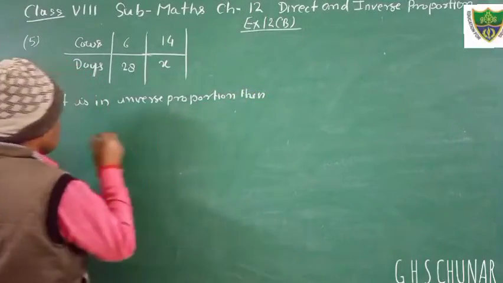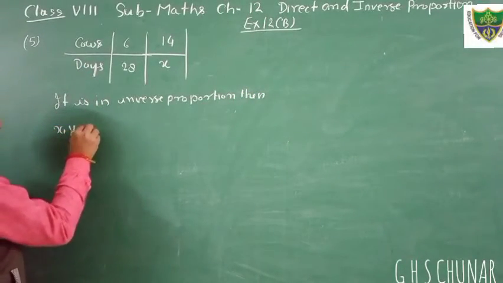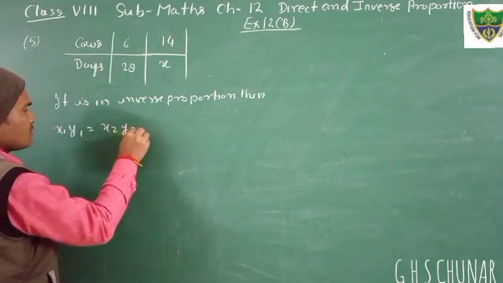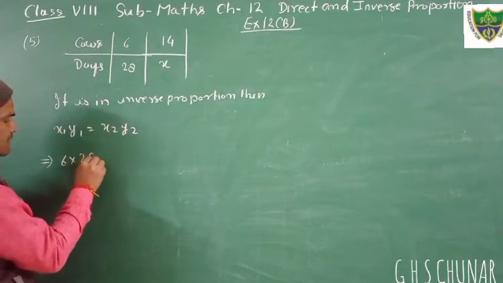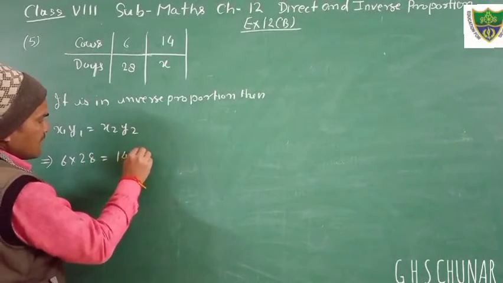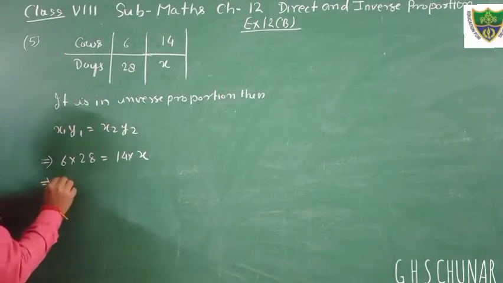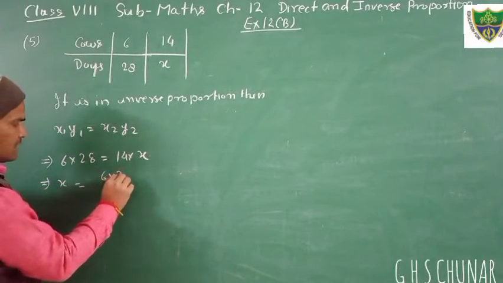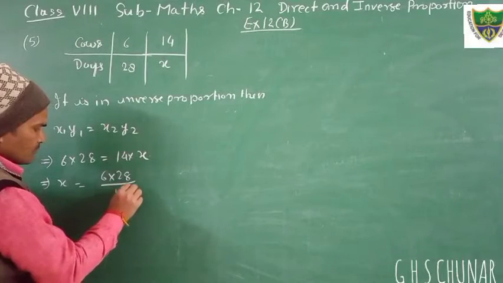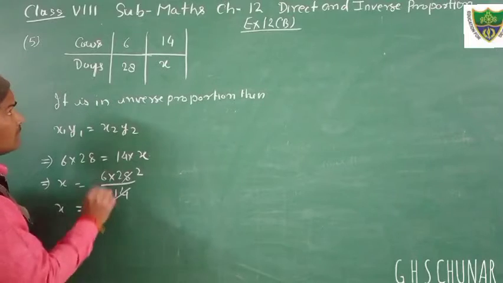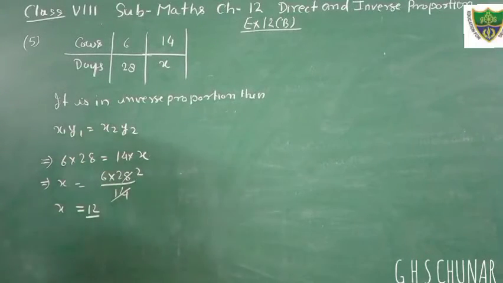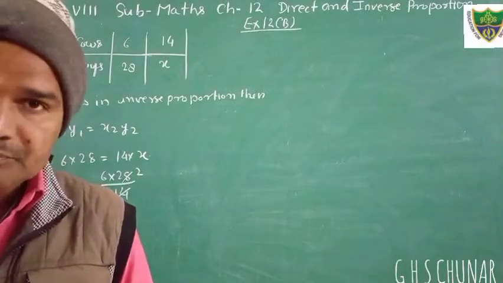Then x1 y1 is equal to x2 y2, that is 6 into 28 is equal to 40 into x. This implies x is equal to 6 into 28 upon 40, that is x is equal to 4.2 days. So the grass is available for about 4 days.